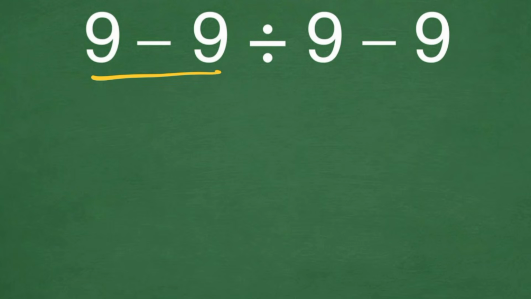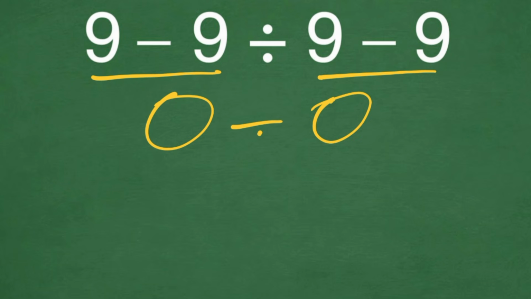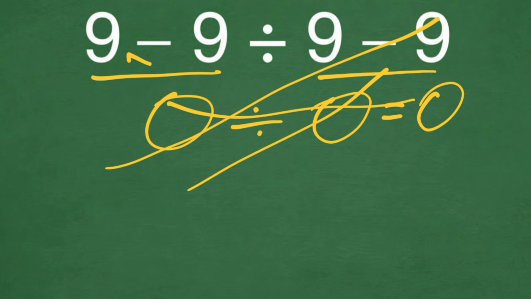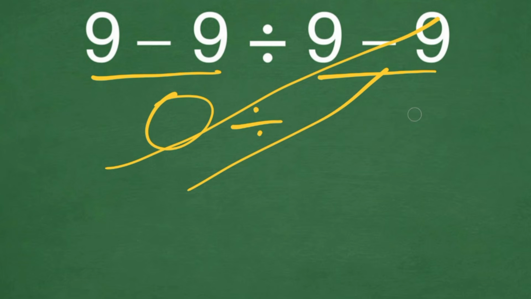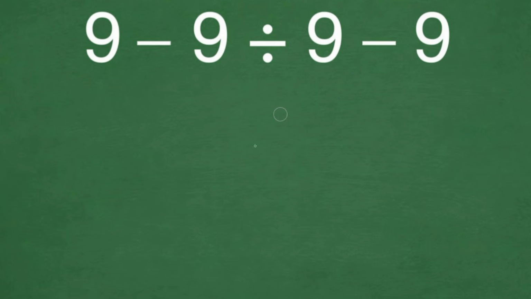9 minus 9 gives us 0, and 9 minus 9 again gives us 0, and 0 divided by 0 is equal to 0, or just we can't divide any number by 0, or this is kind of a very messy math, right? And of course this is not the correct solution nor the correct answer. So let's get into the problem deep.